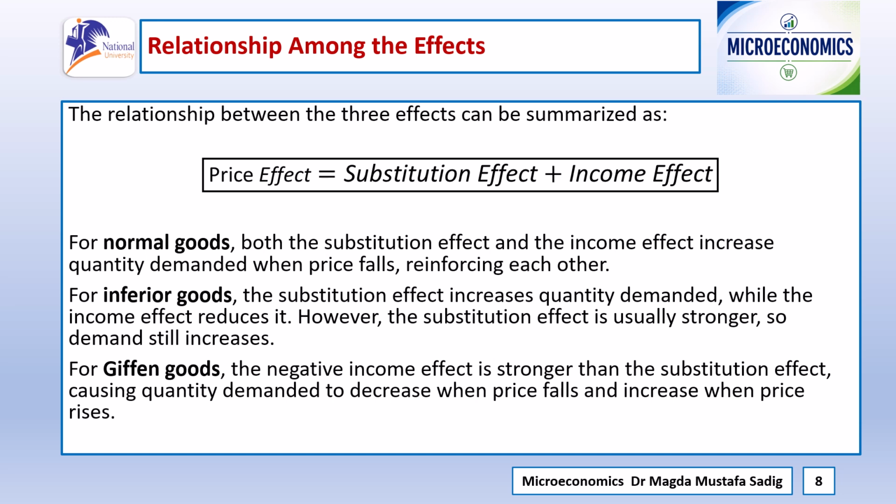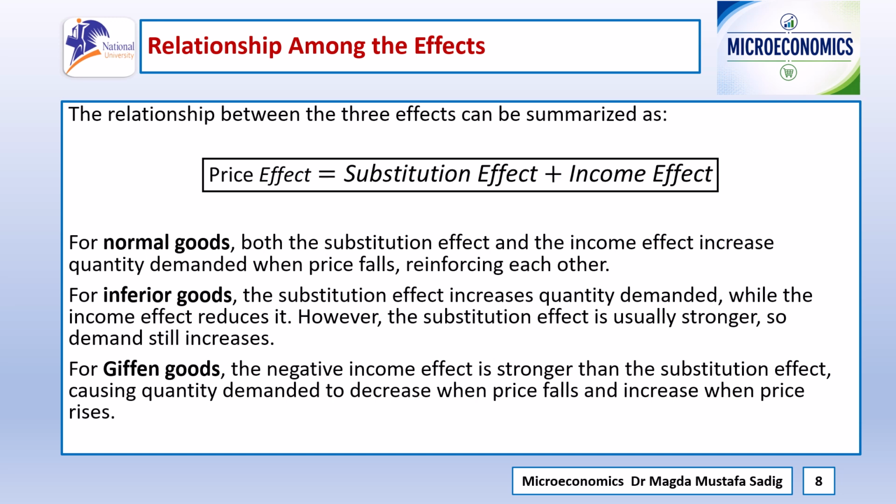But for inferior goods, the substitution effect still increases demand. However, the income effect works in the opposite direction. Consumers feel richer and may purchase less of the inferior good. Fortunately, the substitution effect is usually stronger. Therefore, overall demand still increases.